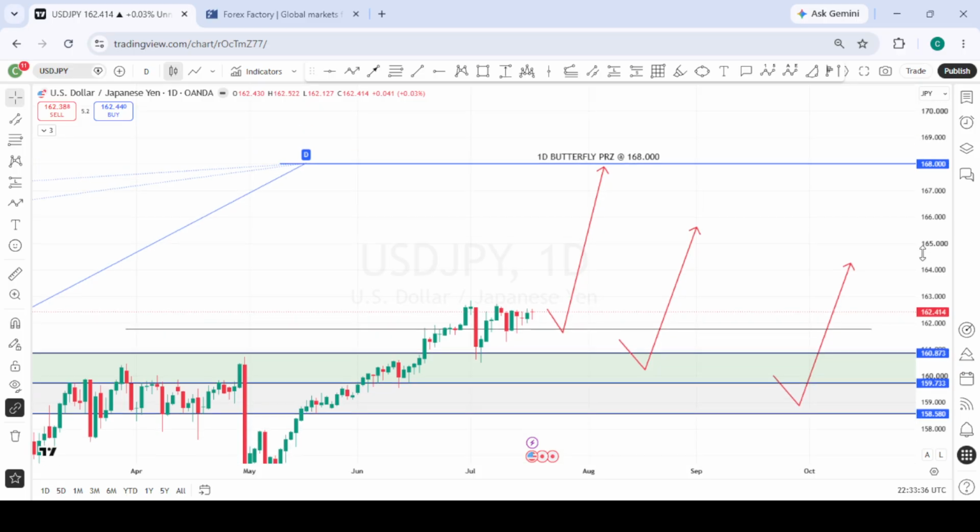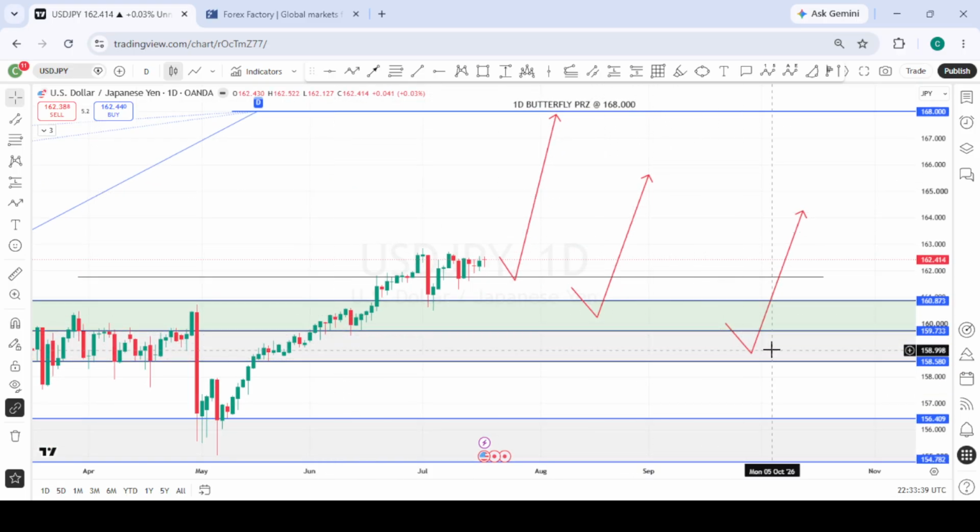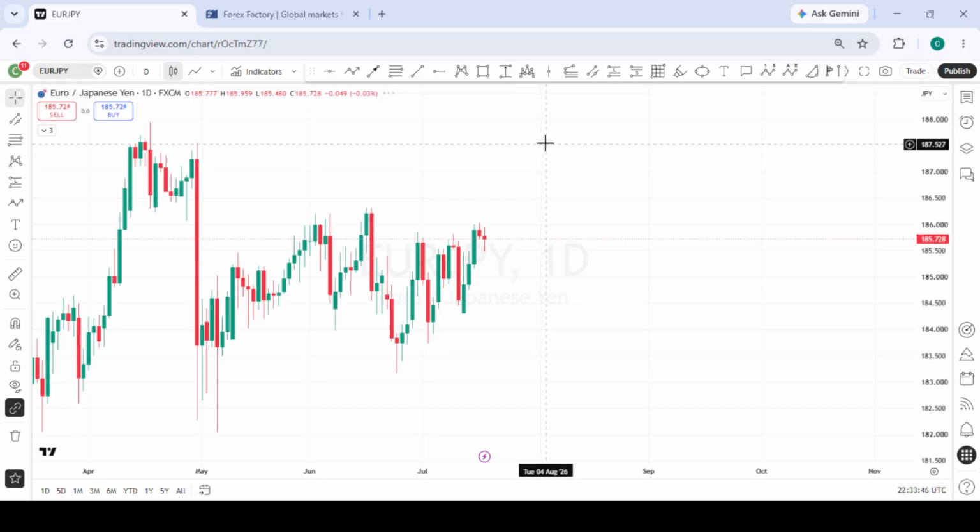Should price still pull back or find its way back into any of these two zones, we will still be very bullish on USDJPY. So we are just going to be patient to see how price develops over there.